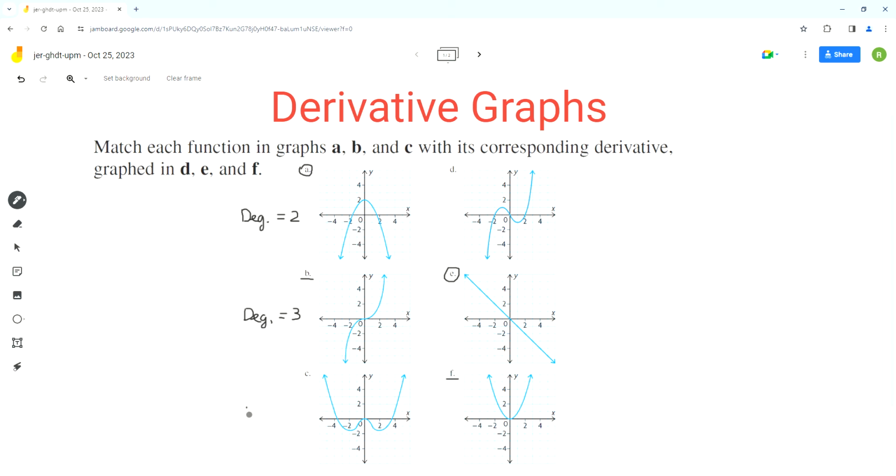x-intercept. So the degree of this polynomial function is the sum of the orders or multiplicities, which is 1 plus 2 plus 1, which is equal to 4. So that means the degree of the derivative of this polynomial function will be 3, and that will be graph D because this graph has 3 x-intercepts and the order or the multiplicity of each x-intercept is 1. So therefore the derivative for graph C will be graph D.